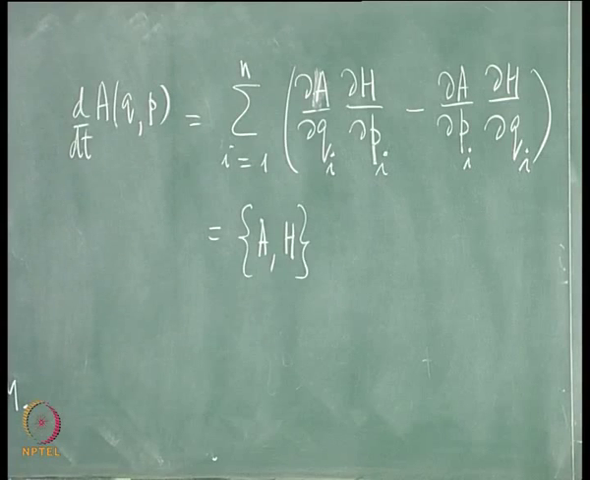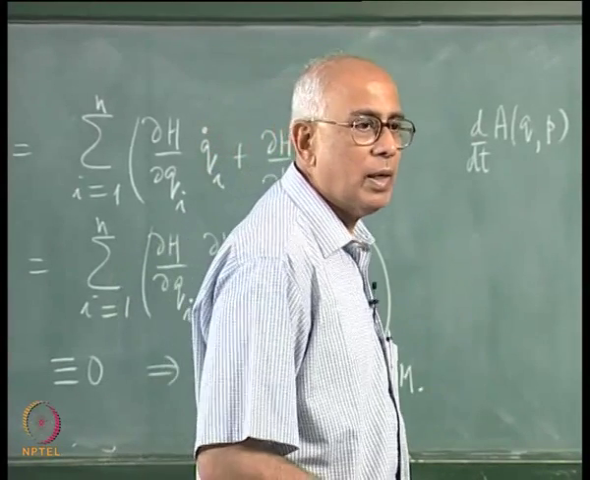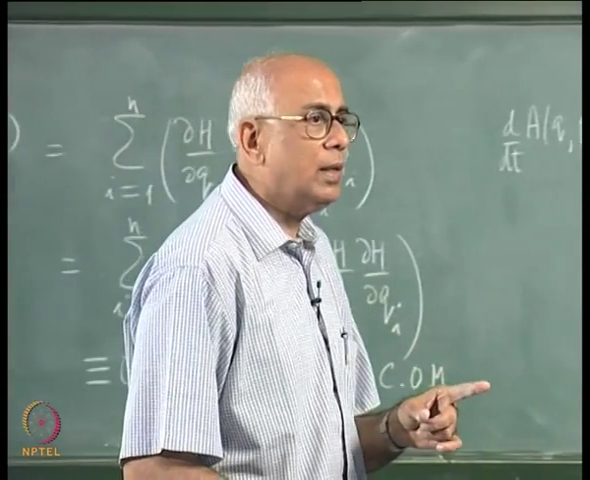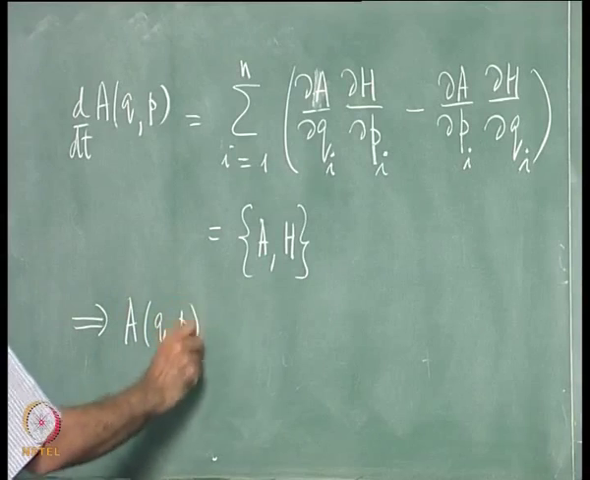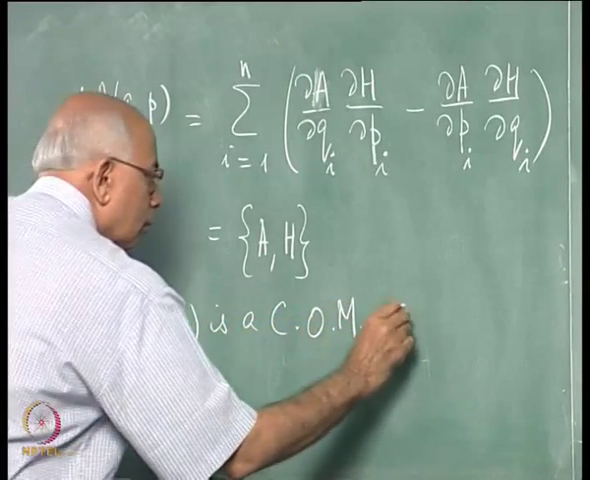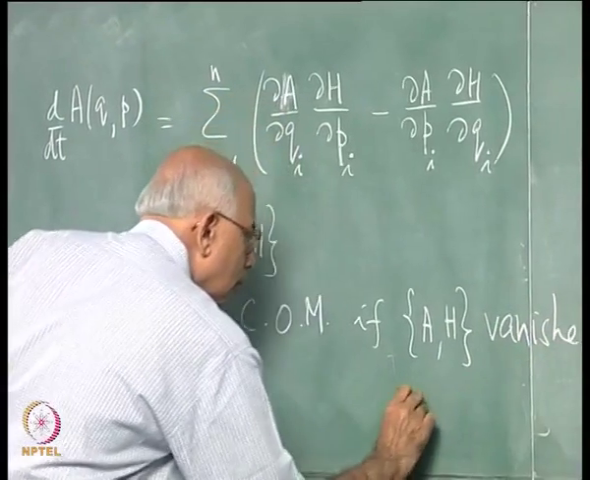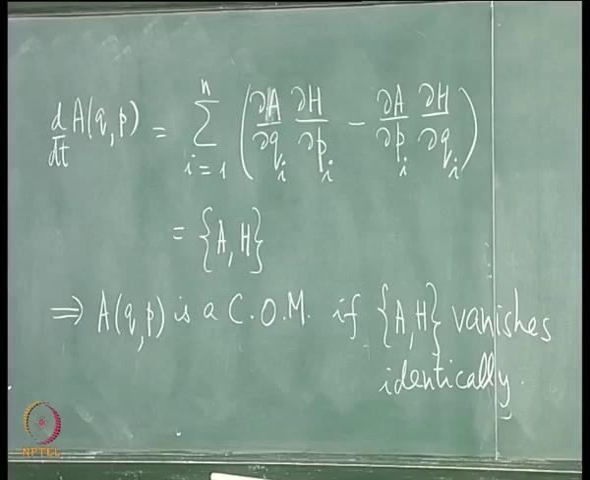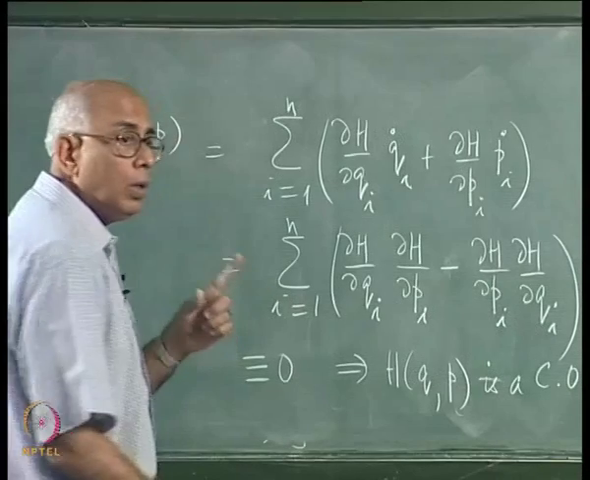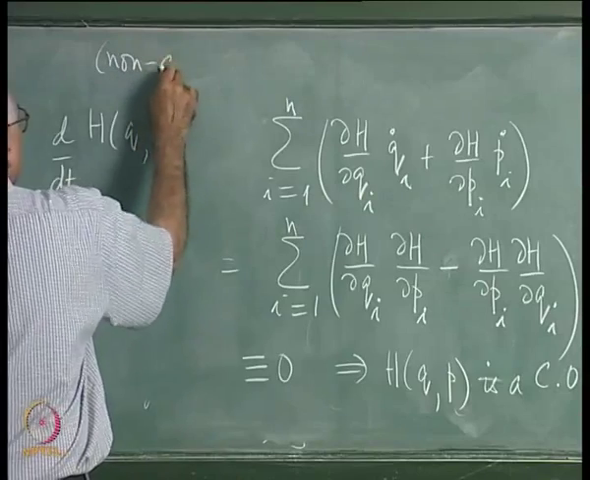When is this a constant of the motion? Yes, when A Poisson commutes with H, when the Poisson bracket of a function with the Hamiltonian is 0. If it vanishes identically, then the function is a constant of the motion. And the converse is true as well, as long as we are dealing with autonomous Hamiltonian systems. Of course you could generalize Hamiltonian systems to non-autonomous systems, and then this is no longer true. Let me take a digression for a second and talk about non-autonomous systems.